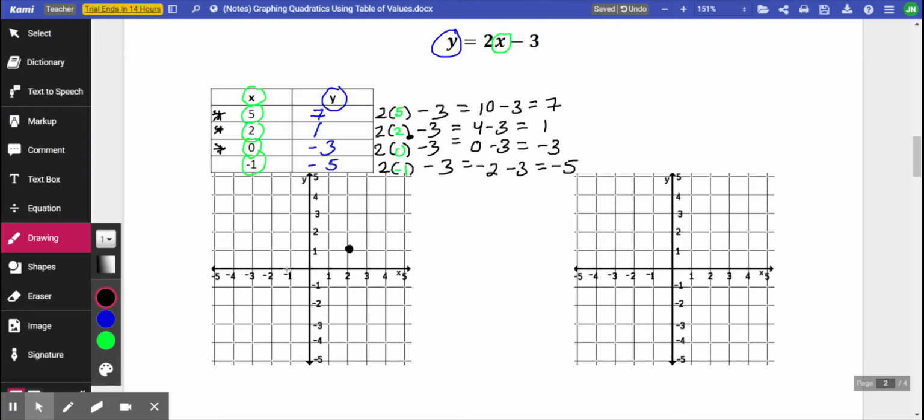So we don't go left or right. We stay in the middle. That'll be 0. And then we go down 1, 2, 3. So this will be my third point. And then my final point will be this one, which is negative 1, negative 5.